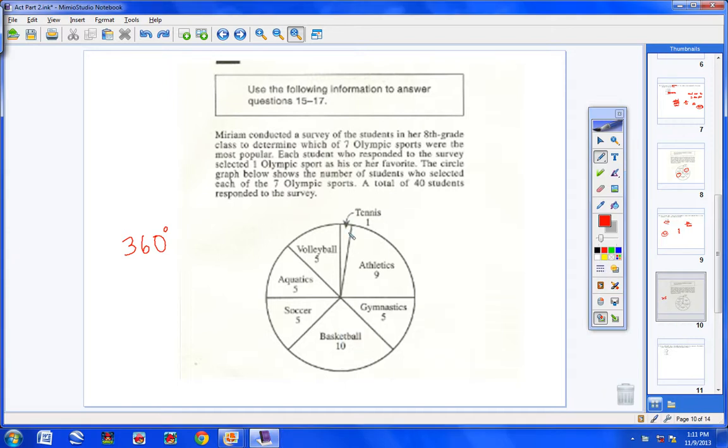I know that one person chose tennis. But what does that mean? That means this little sliver is 1/40th of the pie. Whoa, Mr. Harrod, where'd that come from? Well, hold it. Now watch this.